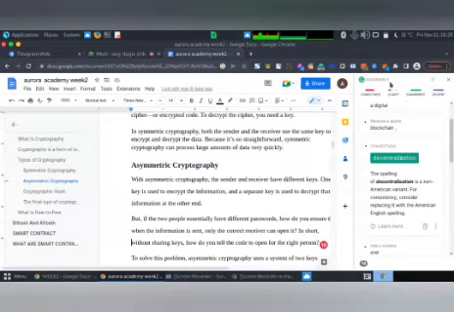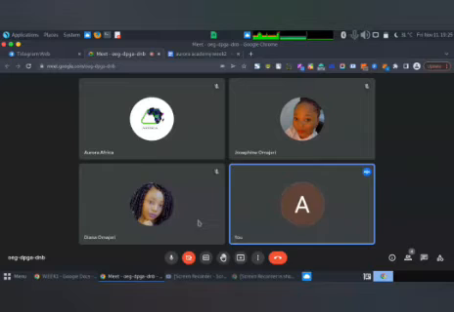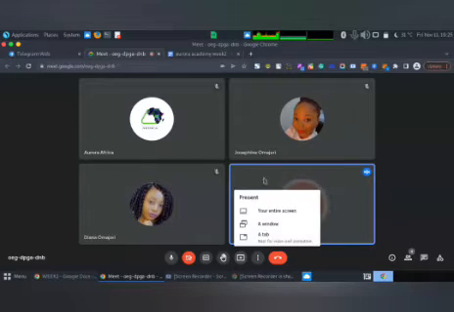Let's now look at our wallet. Let me open my wallet. Let me share my screen. I'll be sharing my screen so that you will see.